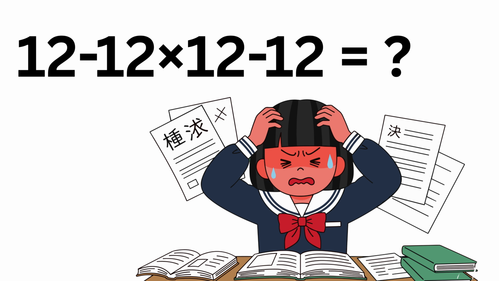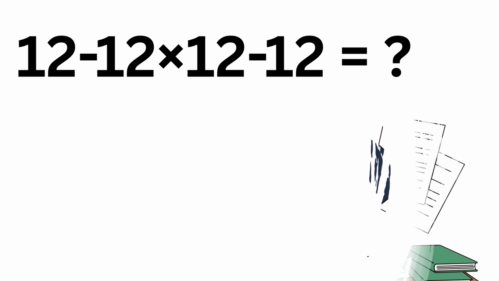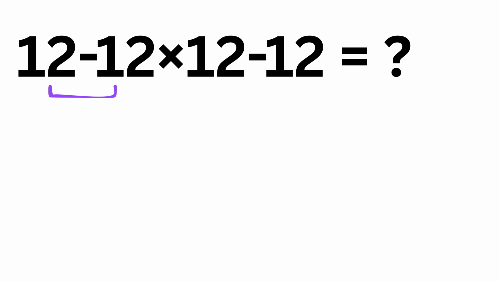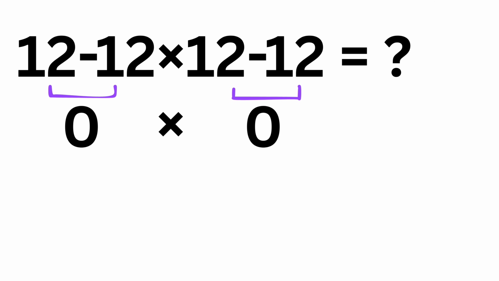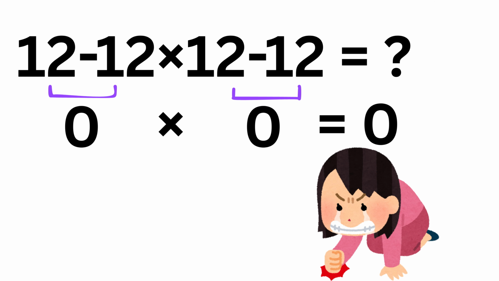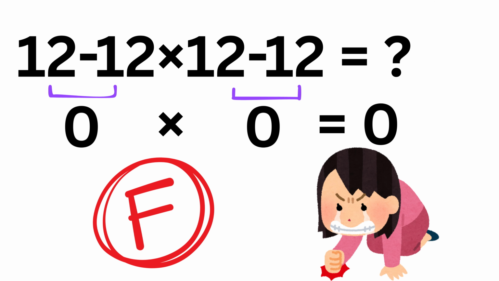12 minus 12 times 12 minus 12. 12 minus 12 gives us 0, and 12 minus 12 again is equal to 0, and 0 times 0 gives us 0. If you got this answer, then the marks you get in the exam is also 0.